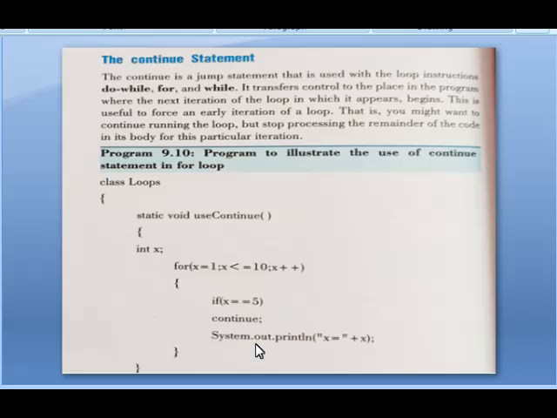The continue is a jump statement that is used with the loop instructions do, while, for, and while. It transfers control to the part of the program where the next iteration of the loop in which it appears begins. This is useful to force an early iteration of a loop. That is, you might want to continue running the loop but stop processing the remainder of the code in its body for that particular iteration.